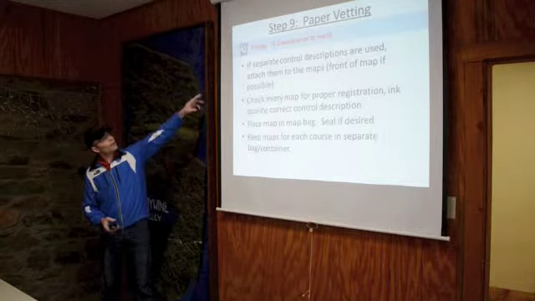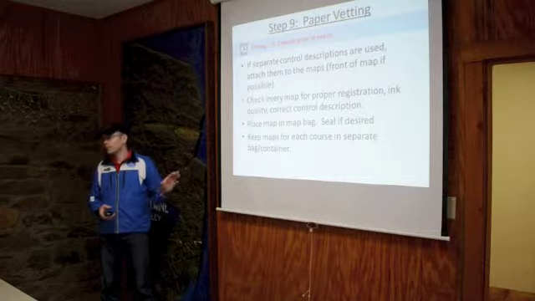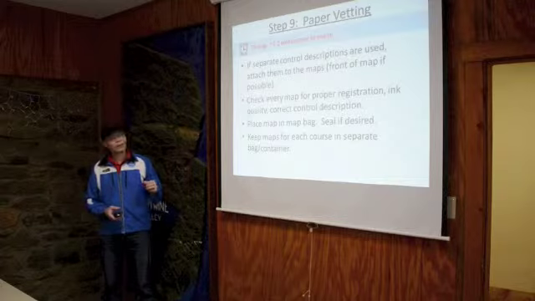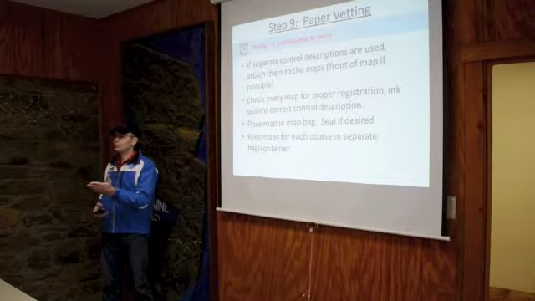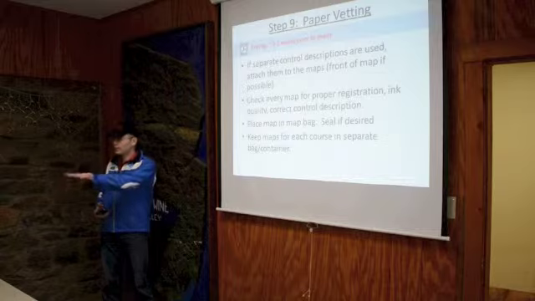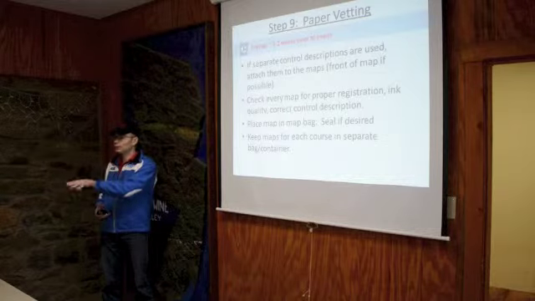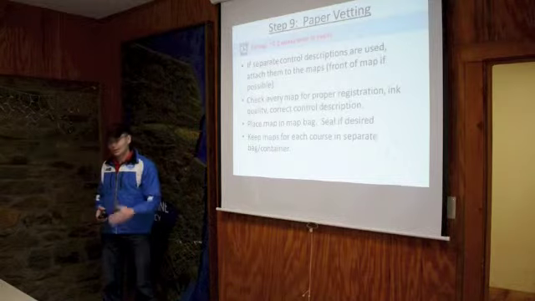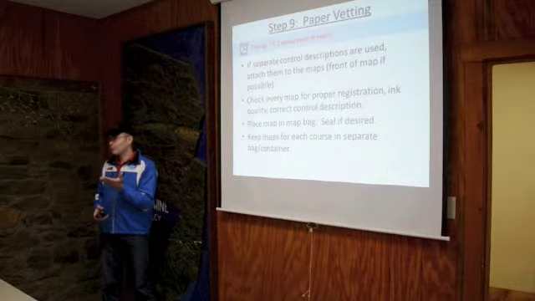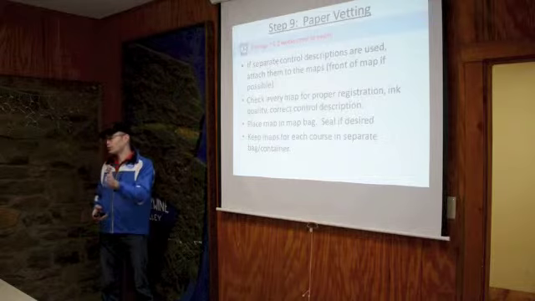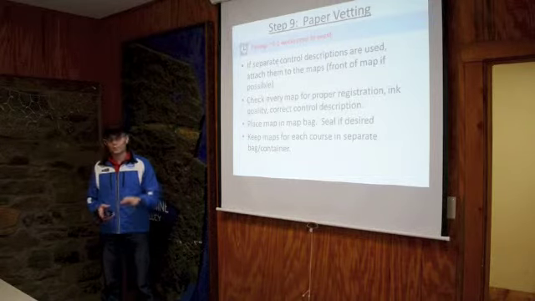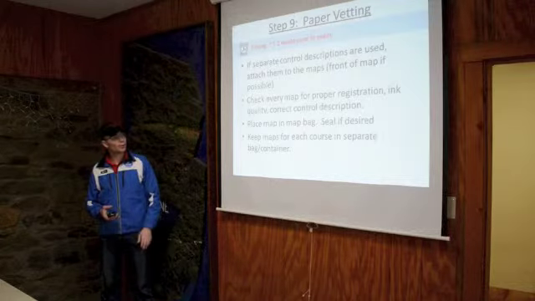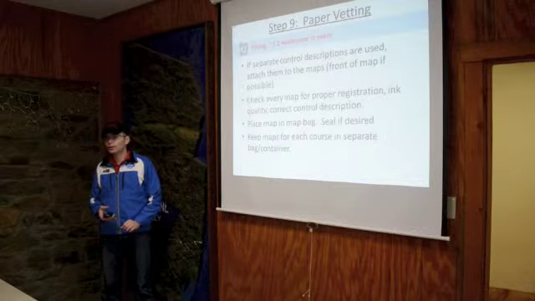So then paper vetting. Paper vetting is actually something that's gotten easier with Condes because fewer things can go wrong. But for instance, if you're overprinting them, printing out separate control descriptions, you have to make sure the right control description goes in the right map. And that's happened when people have had a control description on the wrong map, so you have to be very careful with that. Check every map for registration, inequality, control description, all that stuff.